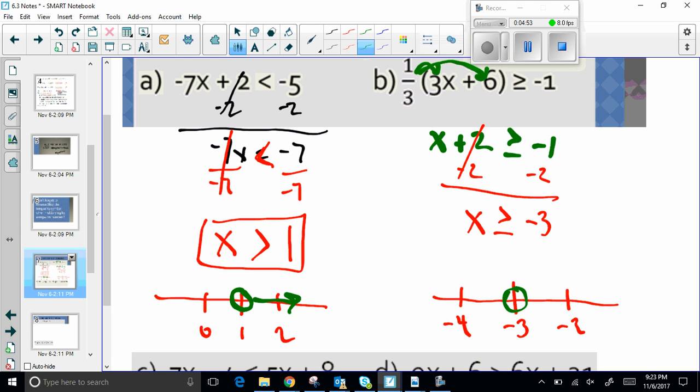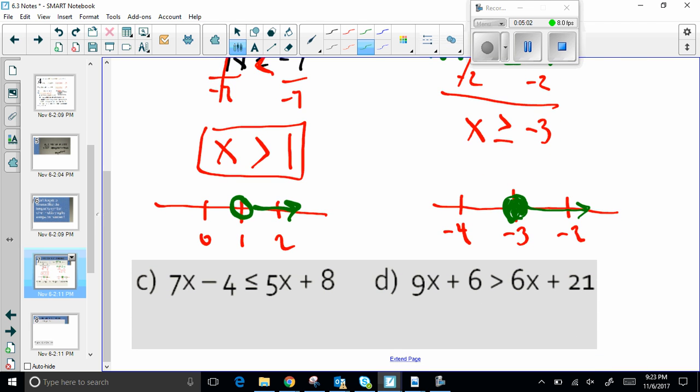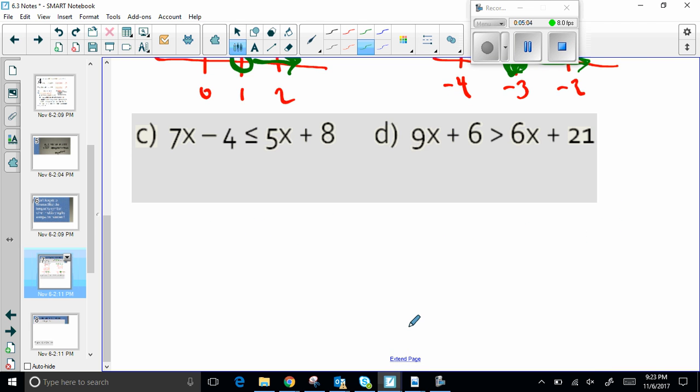I'll circle the negative 3 and fill it in, and I'm going to go greater than. So I still have to go to the right like that. All right, moving down to my next couple of problems, I'm going to extend this a little bit.